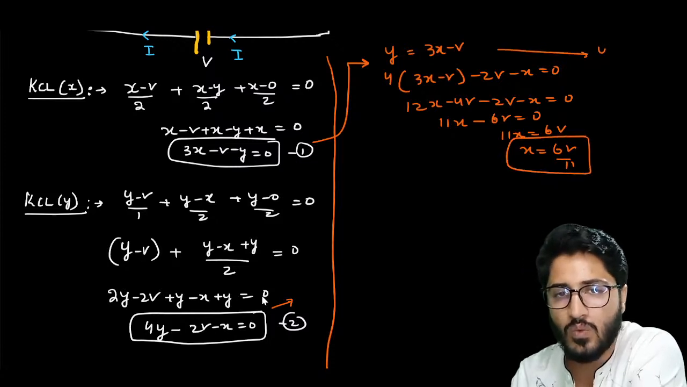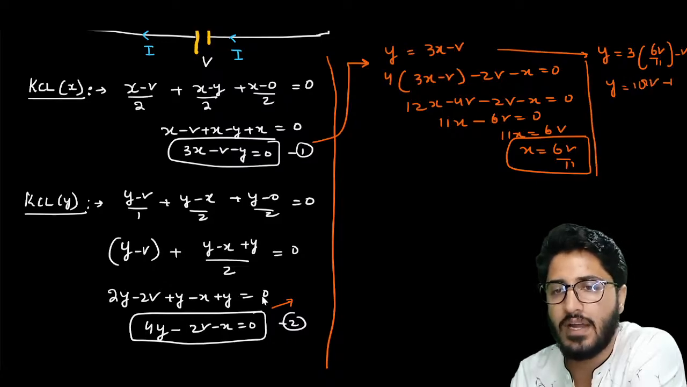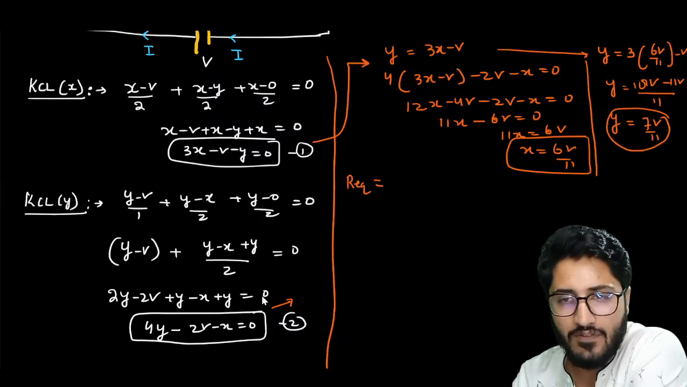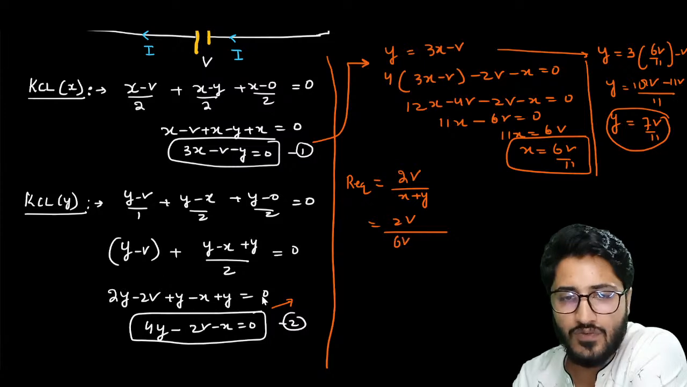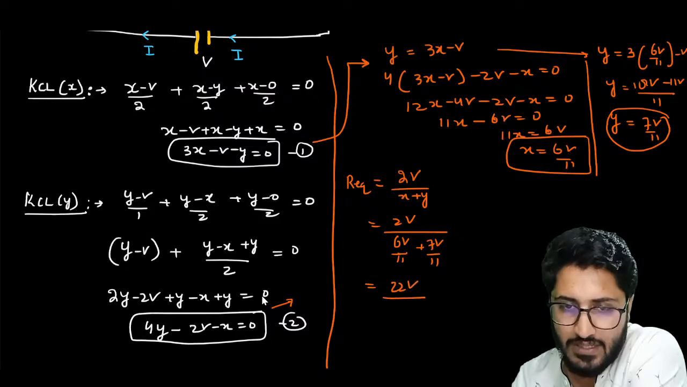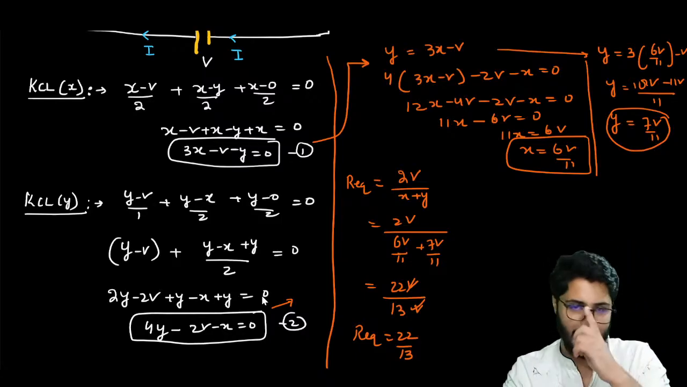So what is Y now? Y equals 3 times X, which is 6V by 11, minus V. So Y equals 18V minus 11V divided by 11. So Y equals 7V by 11. So what was my R equivalent? R equivalent was 2 times V divided by X plus Y. It is 2V. What is X plus Y? 6V by 11 plus 7V by 11, so it is 13V by 11. It is V, no? Cancel out. So R equivalent came out to be 22 divided by 13.